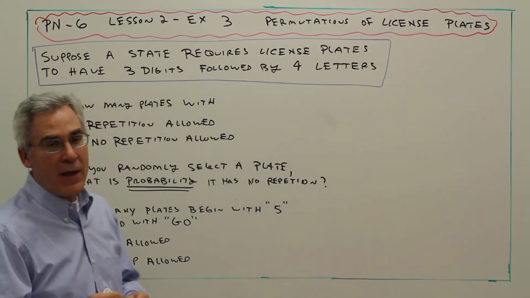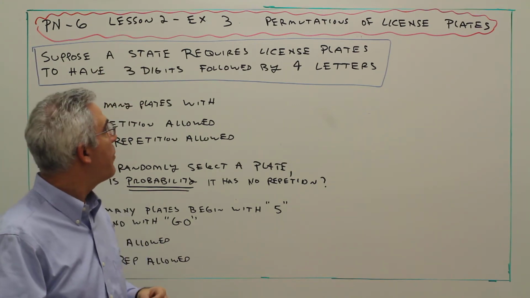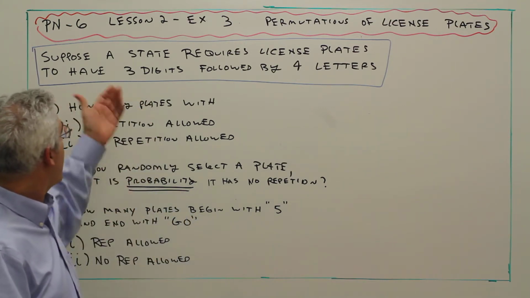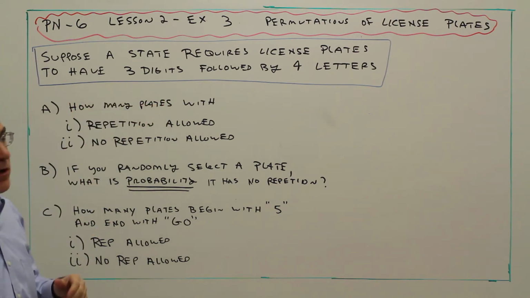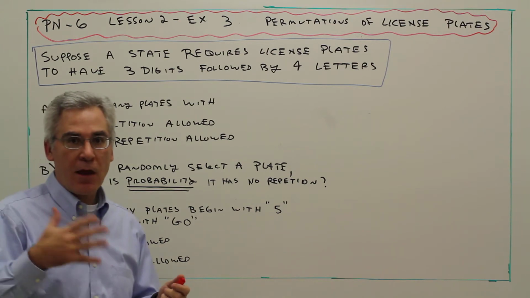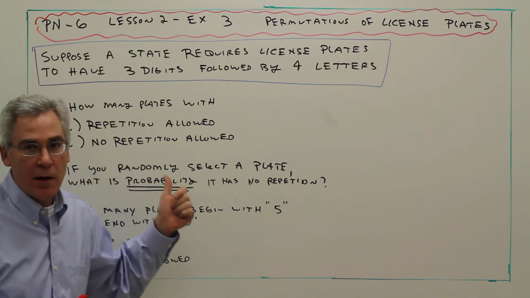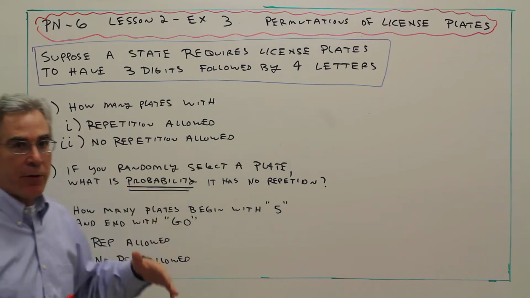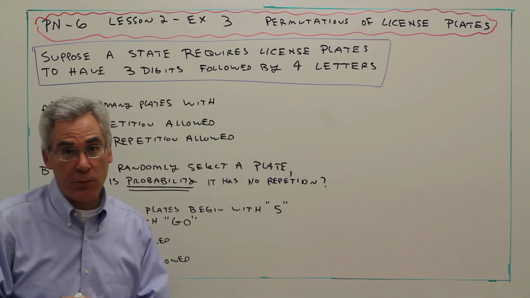Welcome to video PN-6. This is similar to lesson 2, example 3, permutations of license plates. Here's the problem. Suppose a state requires license plates to have 3 digits, 0 through 9, followed by 4 letters, and each letter could be A through Z. Several questions. First one, how many different plates are possible with repetition allowed, repeating digits or letters, and then in the second case, without repetition allowed.